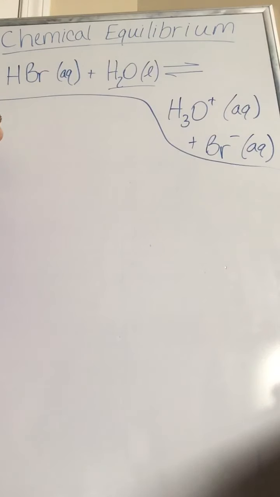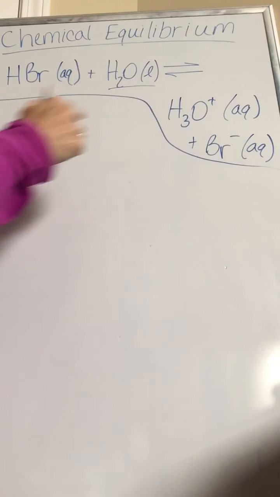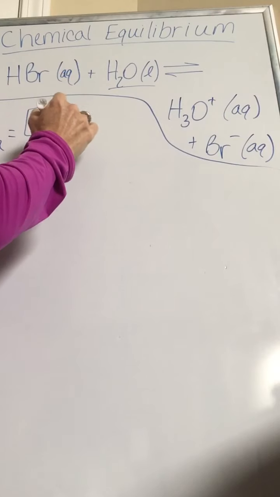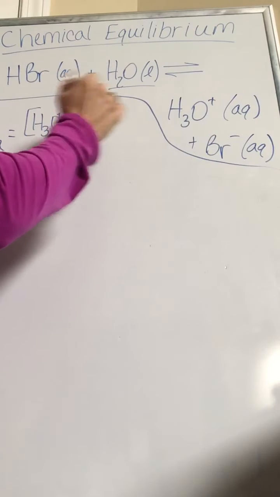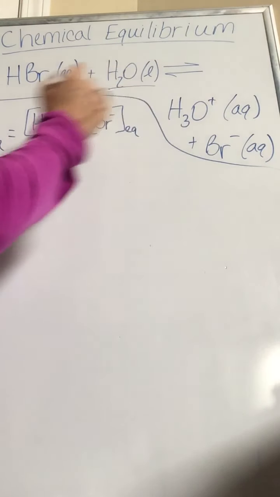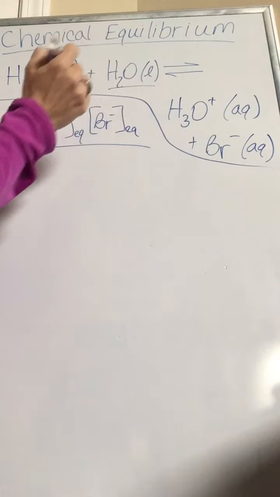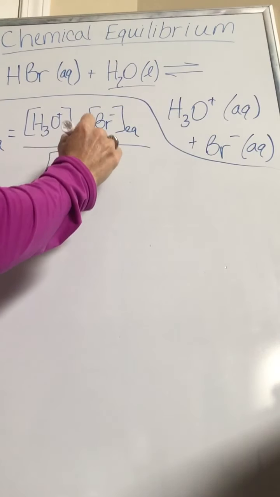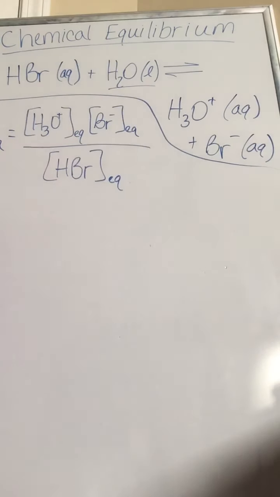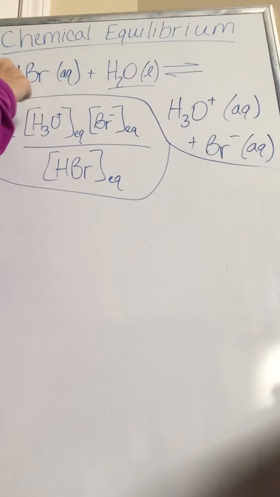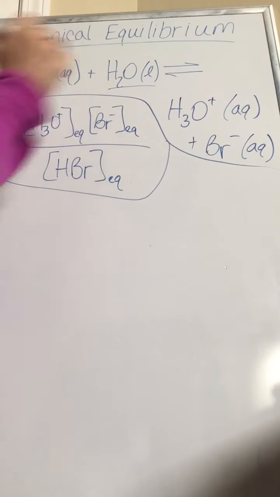So if we were to write an expression for the acid ionization constant, we're looking at the products: the concentration of hydronium at equilibrium times the concentration of bromide at equilibrium, divided by the concentration of HBr at equilibrium. We don't account for the water because it's liquid. That is how we express the acid ionization constant of hydrobromic acid when it reacts with water.